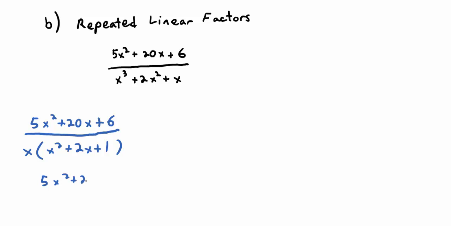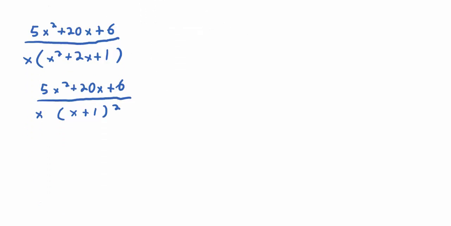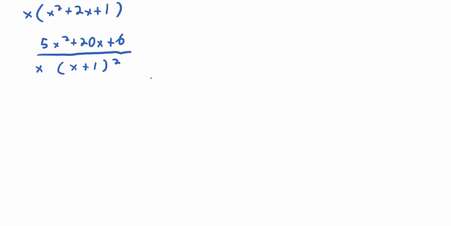And then rewriting, it keeps factoring, doesn't it? You factor it all the way. So x times, how does x squared plus 2x plus 1 factor? x plus 1 quantity squared. And then also in this same step, we set up the decomposition.